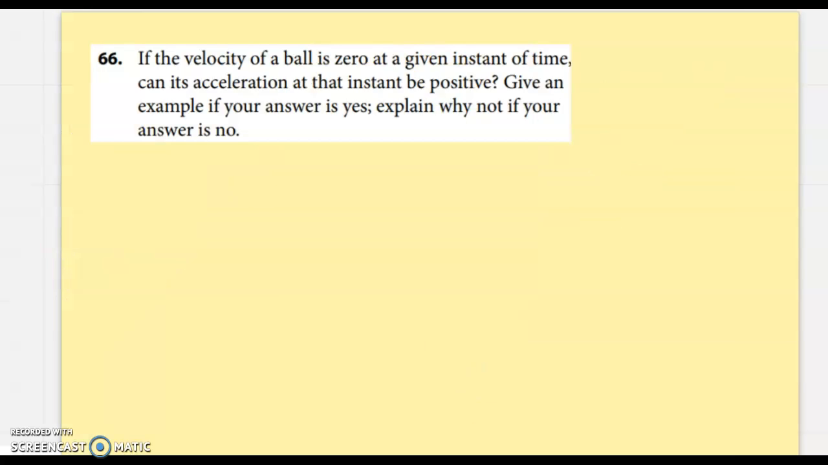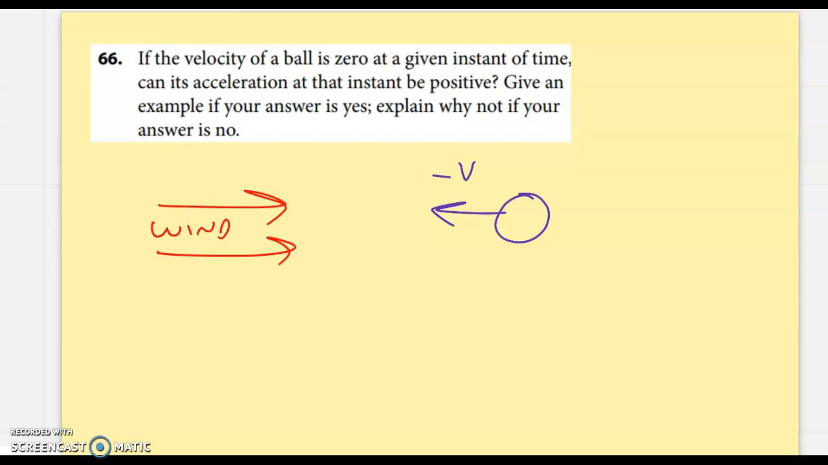66 says, if the velocity of a ball is 0 at a given instant of time, can its acceleration at that instant be positive? Yeah, absolutely could. Say you took a lightweight ball like a ping pong ball and you threw it to the left, so it had a negative velocity. But say there was wind blowing this way that was constantly hitting the ping pong ball, and so it's going to push on the ball to the right, and so the acceleration is going to be something to the right, so something positive.